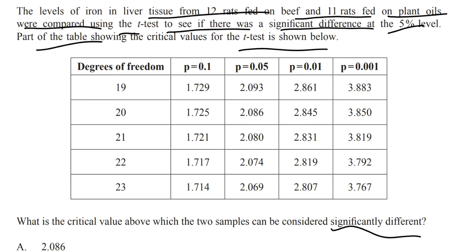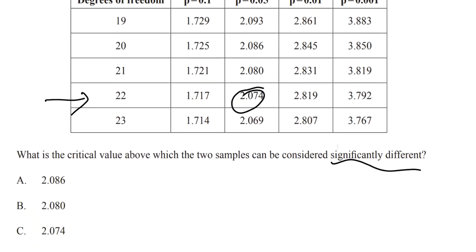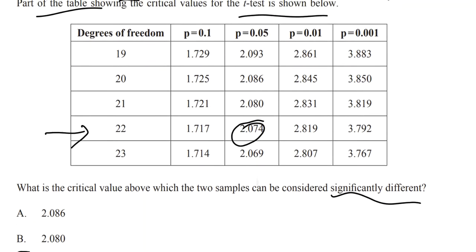I believe the degrees of freedom is to do with the number of samples. So it would be 12 plus 11 minus 1. So that's 23 minus 1, which is 22. So let's look at the 22 column. And if we're looking at the 5% level, we're going to be looking at here. So 2.074 seems to be the correct answer that I'm going to pick.